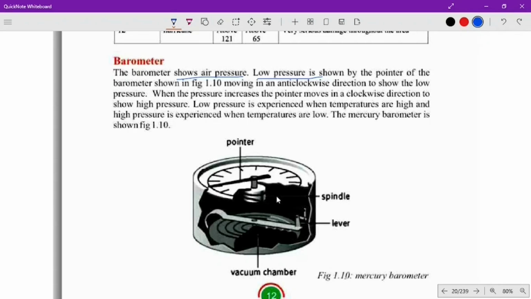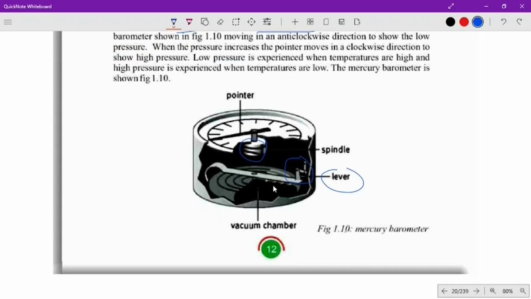In this instrument, there is a spindle, which is this one. Then there is a lever, which is attached to the spindle. And then there is a vacuum chamber, which is this one.